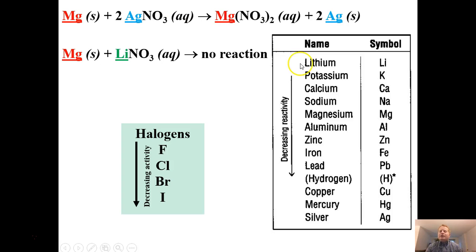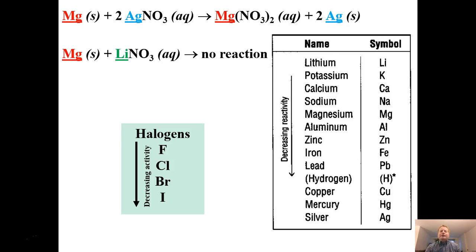If we check our list, the most reactive metals are at the top, and as you go down, they become less reactive. The simplified way of saying it is that if the metal is higher on the list of our activity series, it will in fact bump out the other metal that's part of the compound. The other metal that's part of the dance will essentially be replaced.